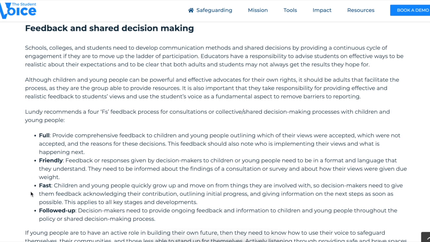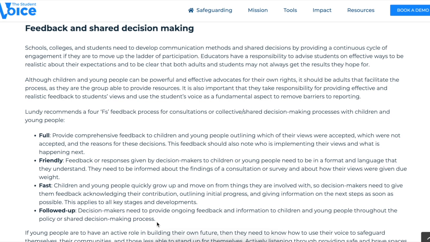Okay, fast. Kids have a very short attention span. They have lived shorter lives so far than adults, right? They are moving on quick and they're growing up in an age of social media and all of the things that just grab their attention quick and then they move on. So we need to give them feedback quickly, as soon as possible. I love this idea.